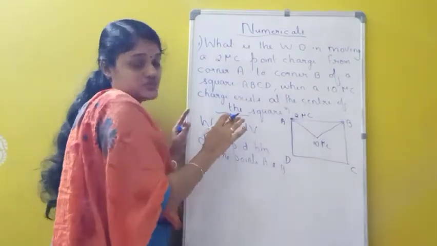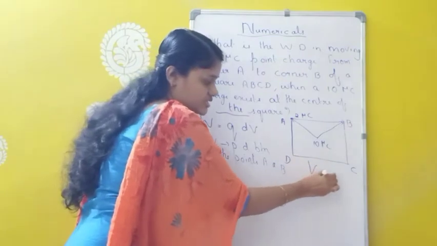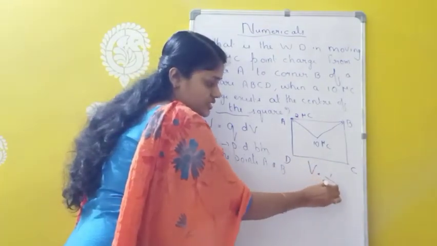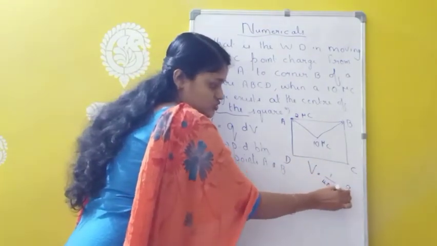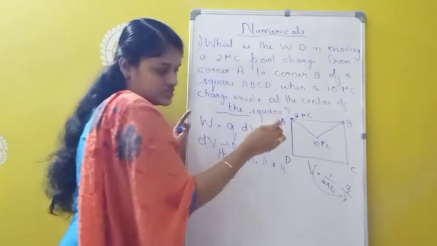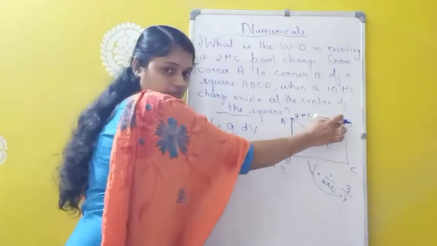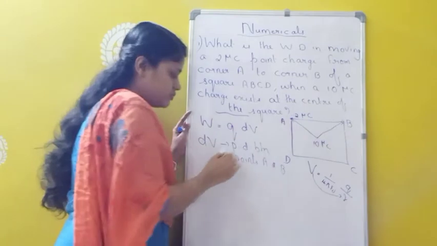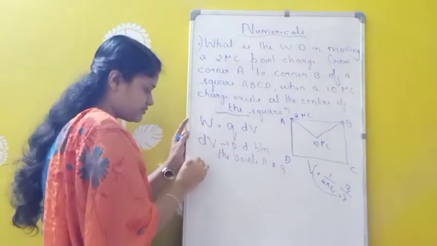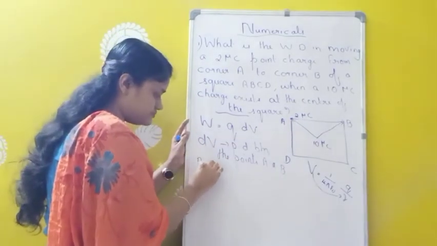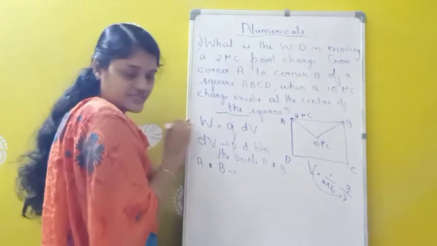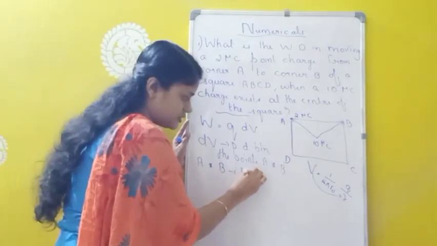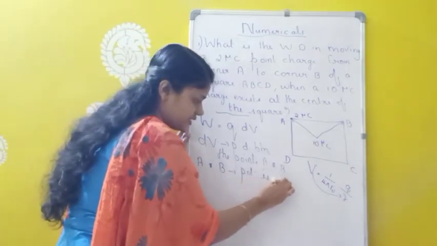Potential remains the same. So what is the formula for potential? V equals 1 by 4 pi epsilon 0 charge by distance. So it depends on which factor? Distance. So whenever distance remains the same, potential remains the same. So at points A and B, potential is the same.